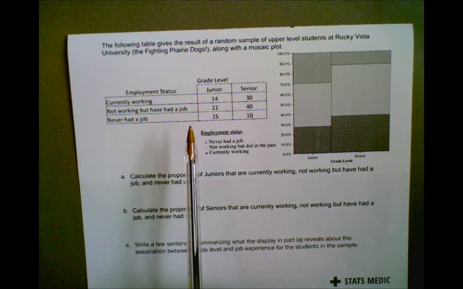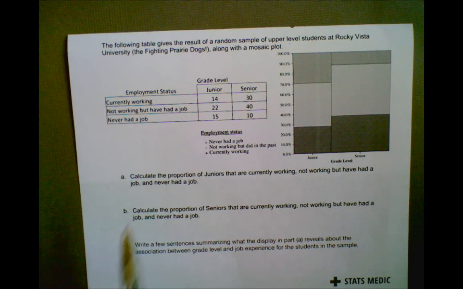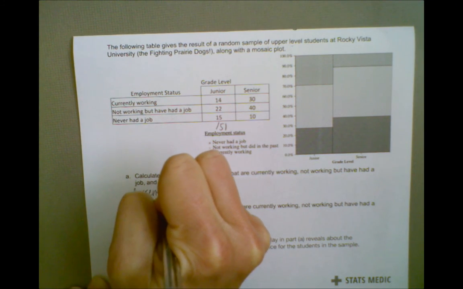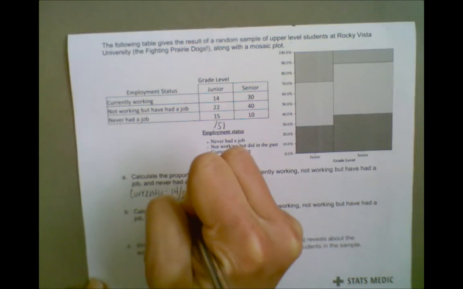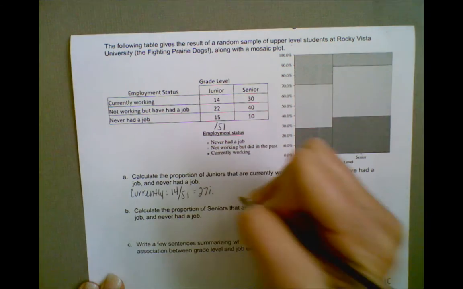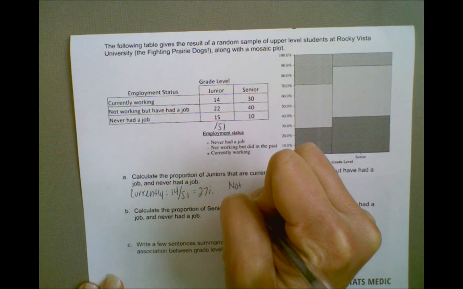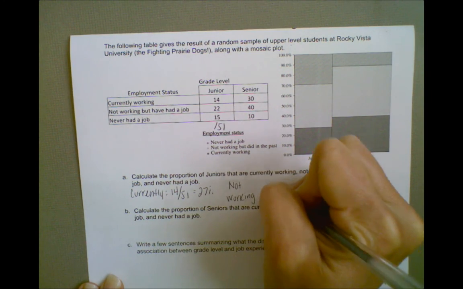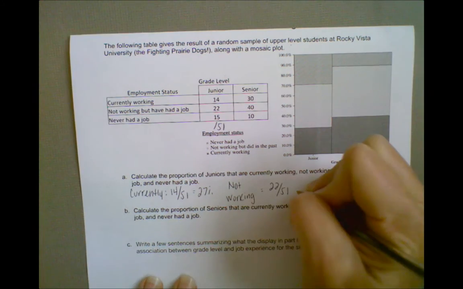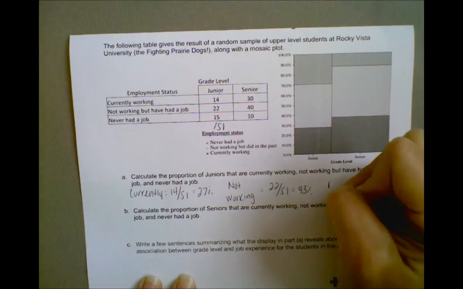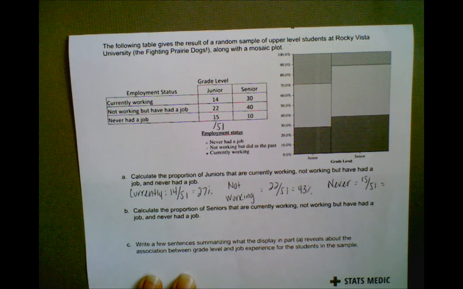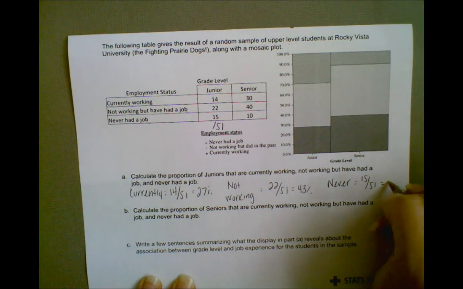So if I go through and I take 14, 22, and 15, that total is 51 juniors. So for currently working, that proportion is going to be 14 out of 51. So that's going to be about 27%. And then not working, but have had a job, that's going to be the 22 out of 51. Which is going to be about 43%. And then never is going to be 15 out of 51. So that's going to be 29%.